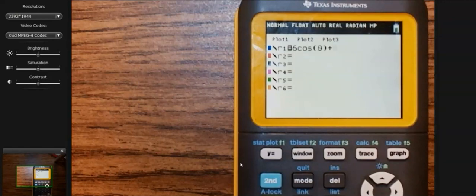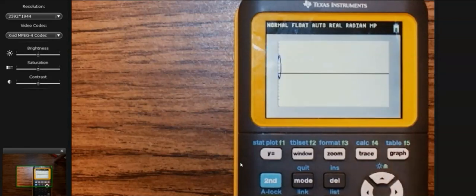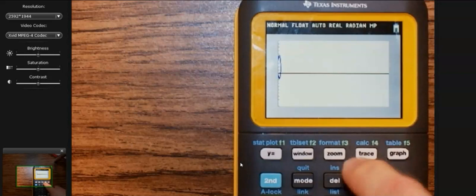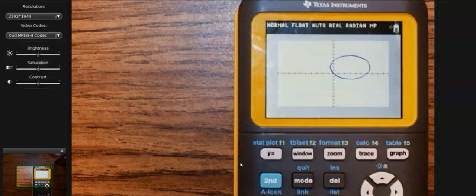Okay, and then 4 sine theta. And then you can graph that. Please graph it. I bet my window's really messed up. Okay, folks. Did you get something that looked like this?